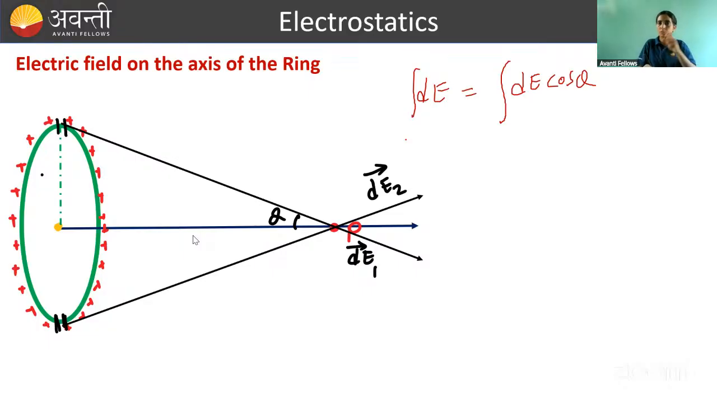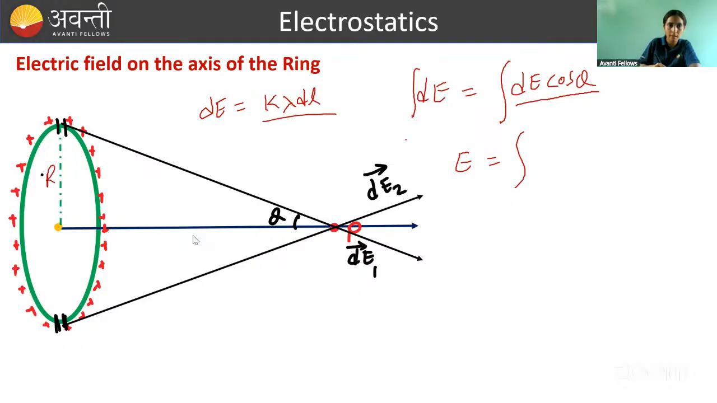So all small electric fields, if we add, we will get the total electric field, and this is equal to the sum of dE cos theta. So dE cos theta, what is the value of dE? The value of dE was k lambda dl divided by what? This is r, this is x. Now let's write the values: r square plus x square. Okay, so this is dE.